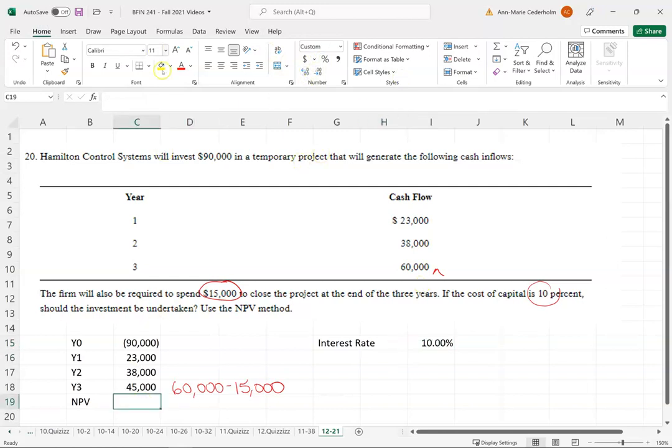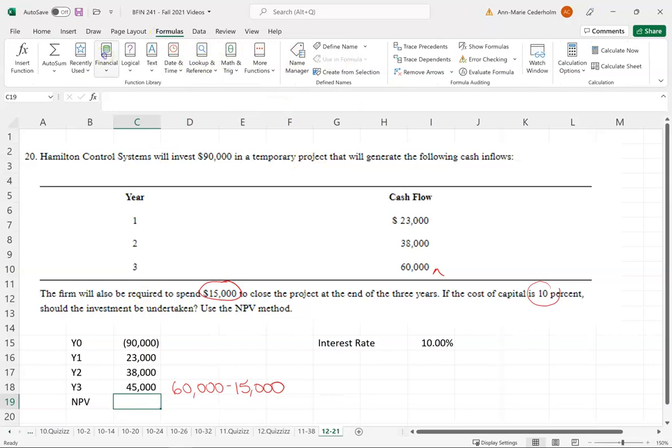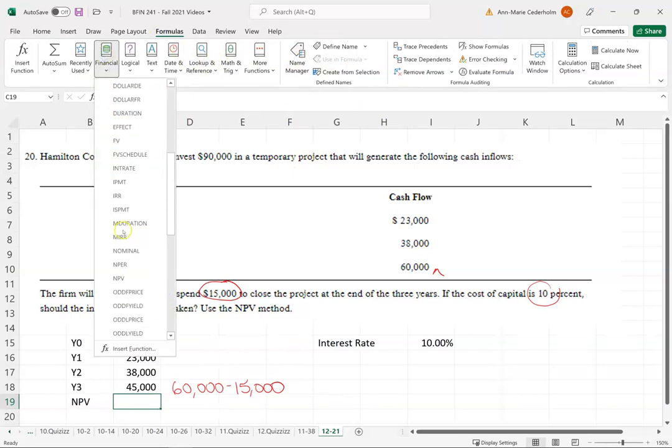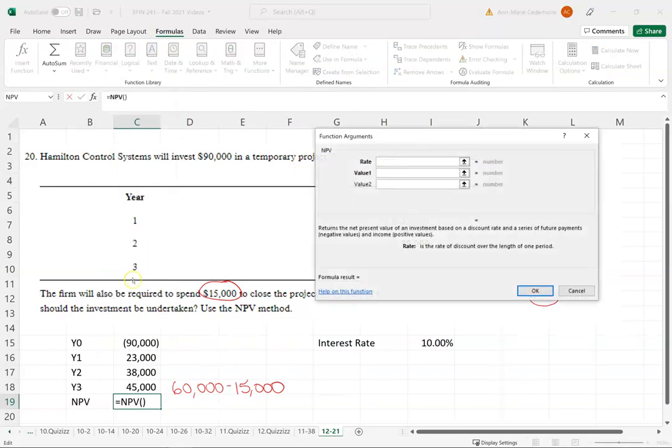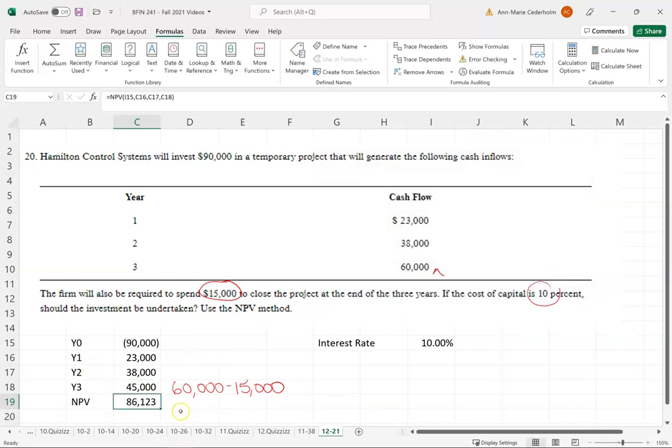So now let's click on formulas, Financial, net present value. That's 10%. So now value 1 is your first cash flow. So don't include your initial investment. Value 2 is your next cash flow. And value 3 is your third cash flow. So now I'm just going to say okay. So that gives us 86,123.